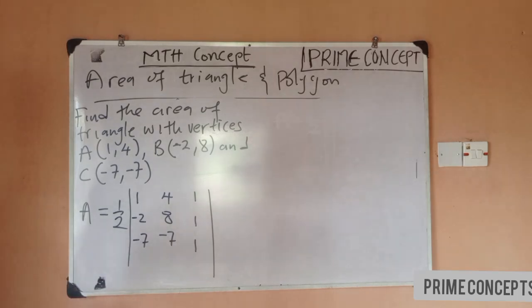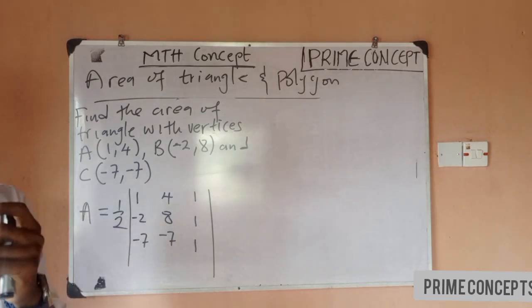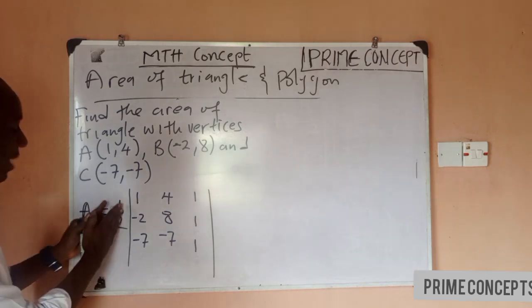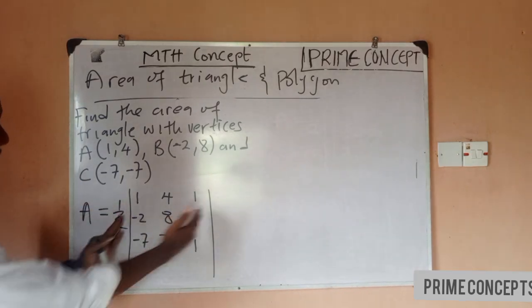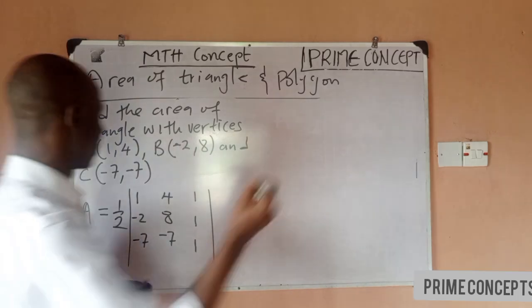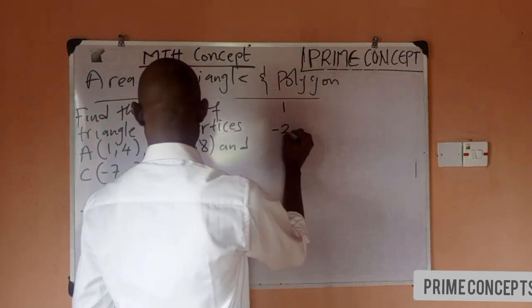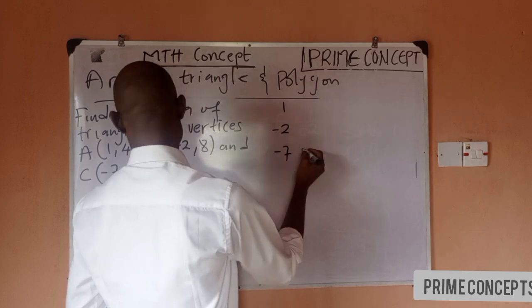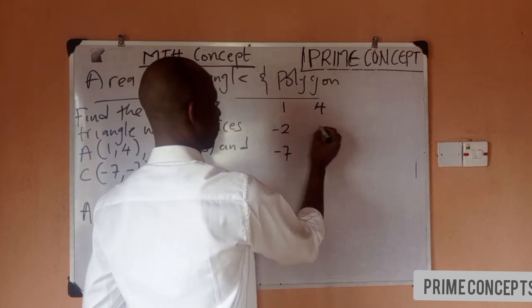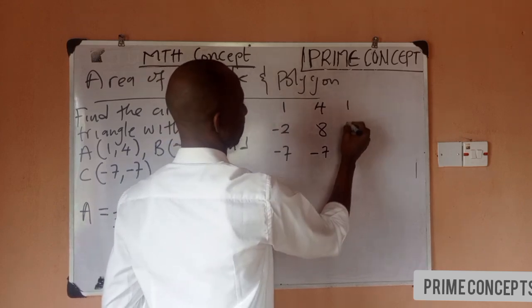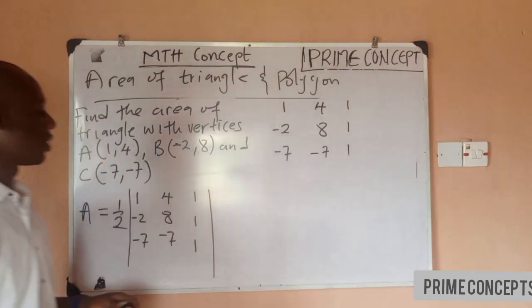So learn with me in this video how to find the determinant using the Sarrus method. I'm going to leave these two, just ignore the two. Let's solve for the determinant. My matrix is 1, -2, -7, then 4, 8, -7, and then 1, 1, 1. This is my original matrix.